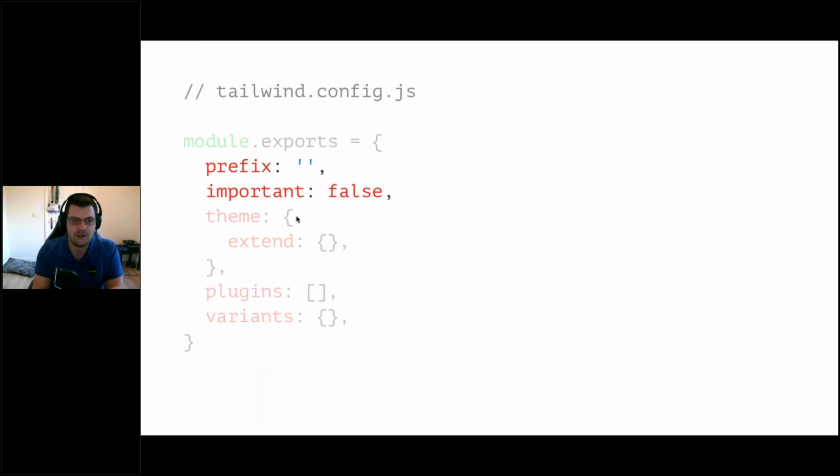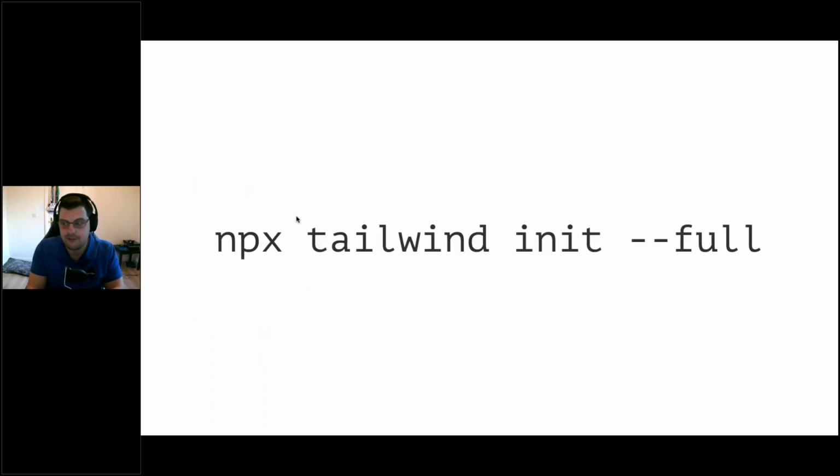And we can also include, if you want to have exclamation mark important for everything, we can set important to true if we're having specificity issues. If you didn't want to have all the default options, then you can include the --full option, and it will include everything from the default config in your config. You can make all your changes there if you wanted to.